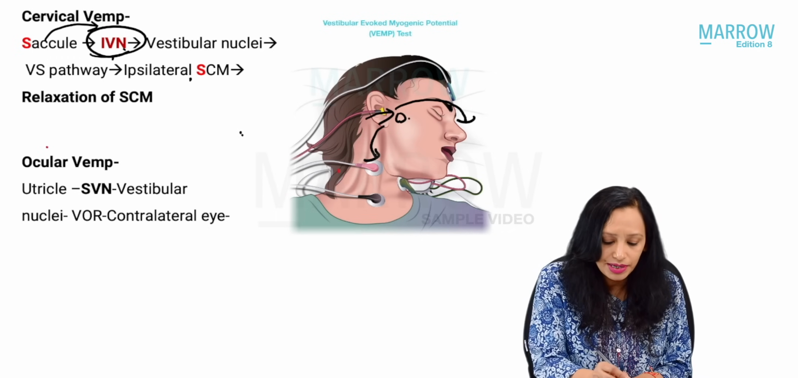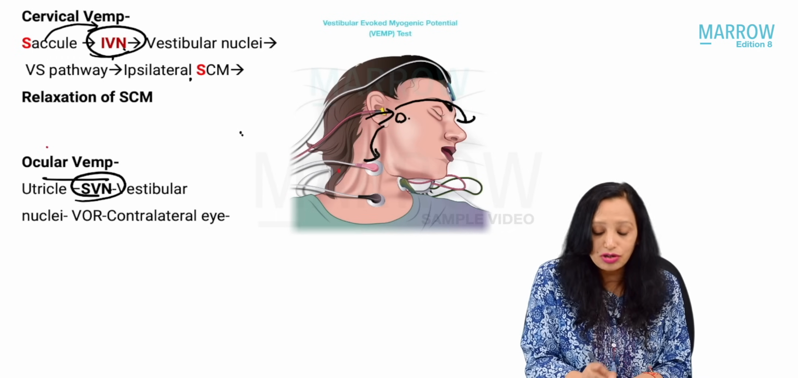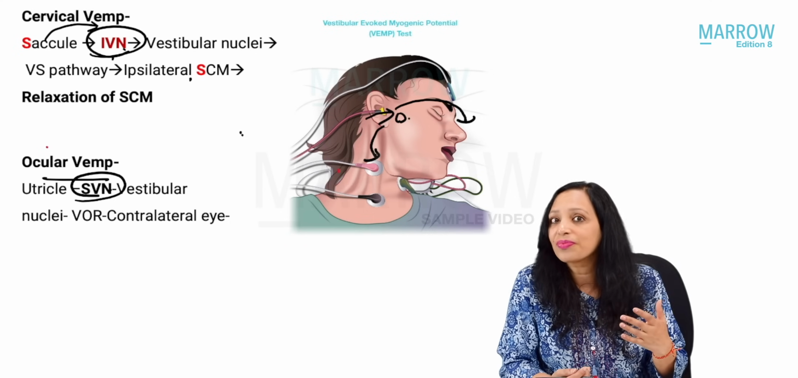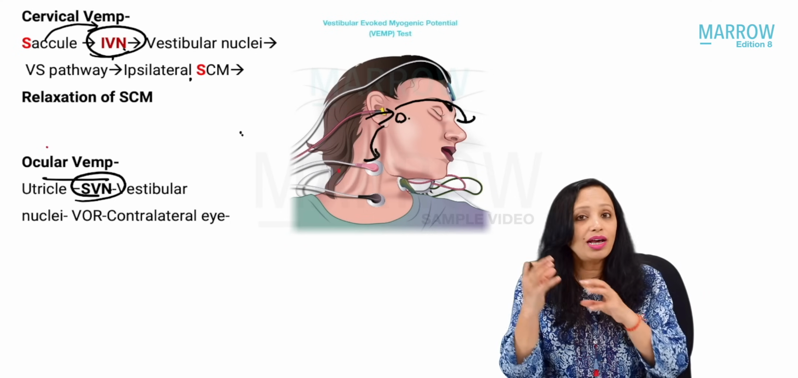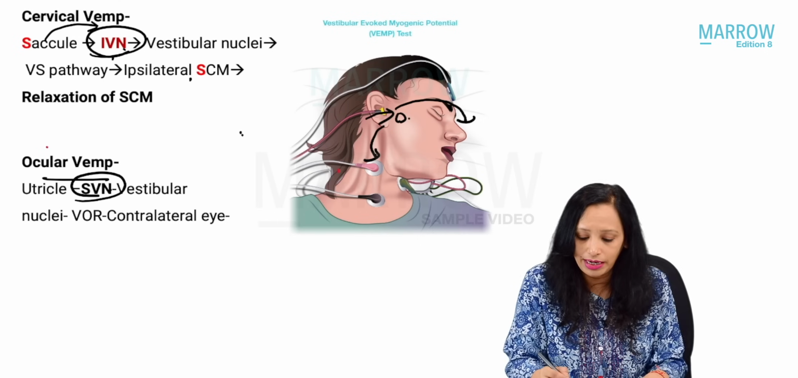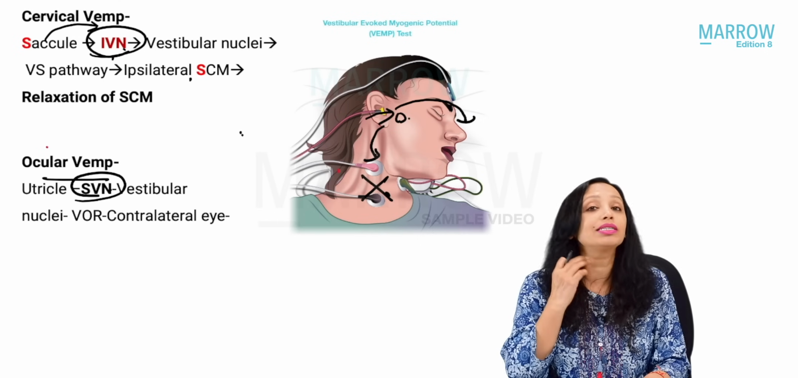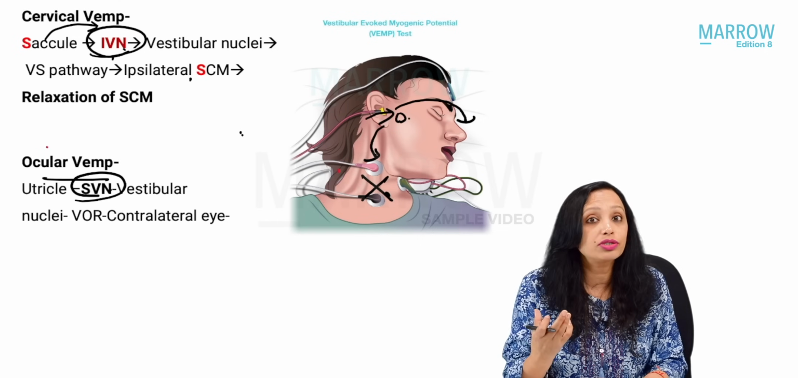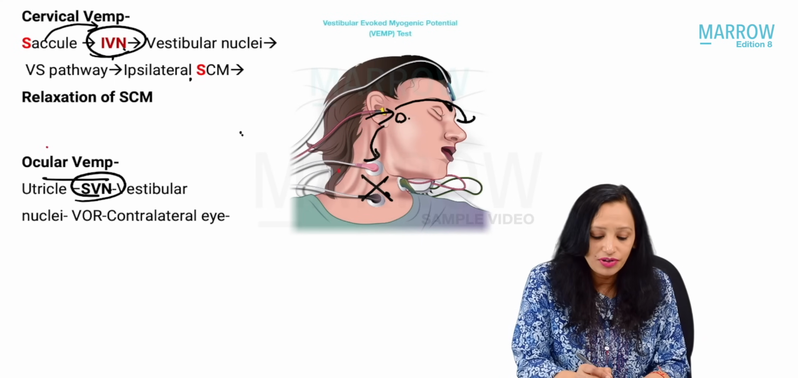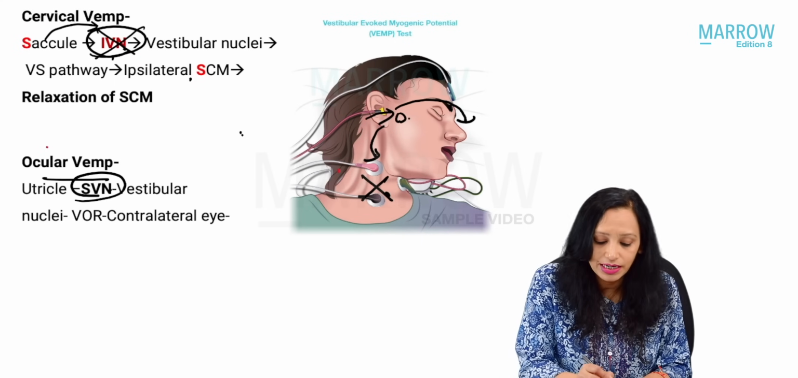Ocular VEMP is a test of which nerve? It is a test of the superior vestibular nerve. So how does this help to know which nerve it is? Yes, if in any patient we are giving a loud sound and in spite of the loud sound we are not finding any response in the sternocleidomastoid, it means that the inferior vestibular nerve is affected.